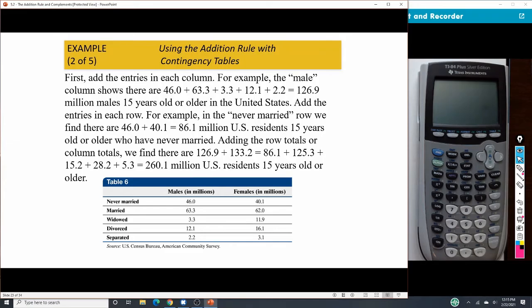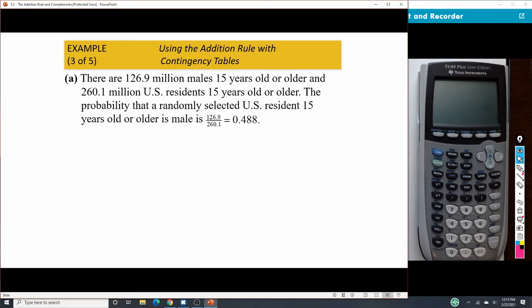All right, and so the males there, the total amount of males we said are 126.9, and so we would divide that by the 260.1 to come up with 0.488. So 48%, almost 49% on this table are males.